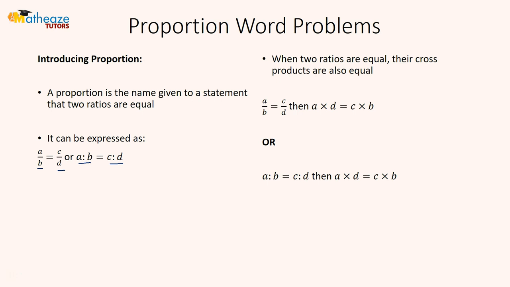Now, an important thing to know here is that when two ratios are equal, their cross products are also equal. The cross product is when you multiply the numerator of one fraction by the denominator of the second fraction. And so here, when you have A over B equal to C over D, then that means that A times D is going to be equal to C times B. Or here, A times D equal to B times C. So it's pretty much what we're trying to show here, that when two ratios are equal, then their cross products should also be equal.